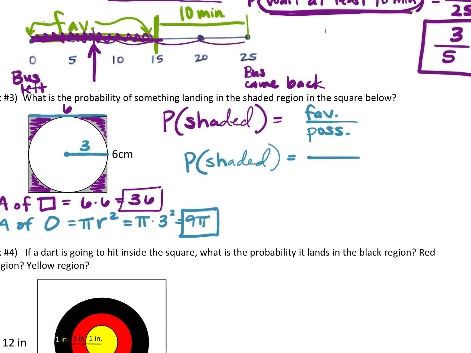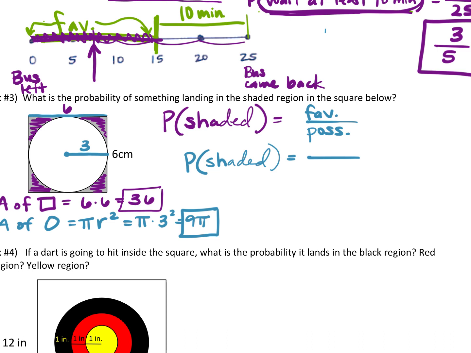how do you find the area of the shaded section? I know you can figure this out. Stop and think about it. The area of just the shaded portion. We know the area of the square and we know the area of the circle. What's the relationship between those to find the shaded?